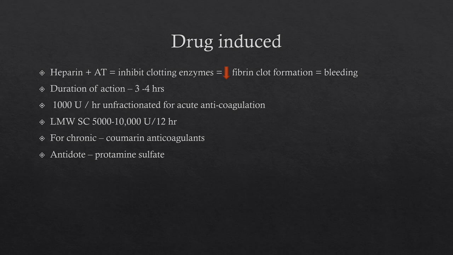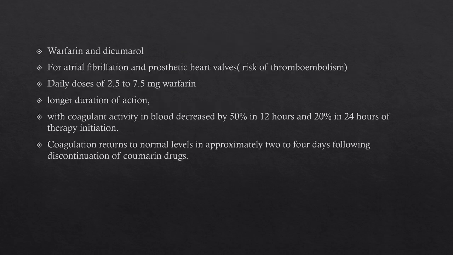Okay, the next one is a drug-induced clotting disorder. So heparin plus antithrombin will inhibit the clotting enzymes, reducing fibrin clot formation, leading to bleeding. The duration of action of heparin is about 3 to 4 hours. So 1000 units per hour of unfractionated heparin is given for anticoagulation. Low molecular weight subcutaneous heparin, 5000 to 10000 units per 12 hours, is given. And for chronic cases, coumarin anticoagulants are preferred. The antidote for heparin is protamine sulfate.